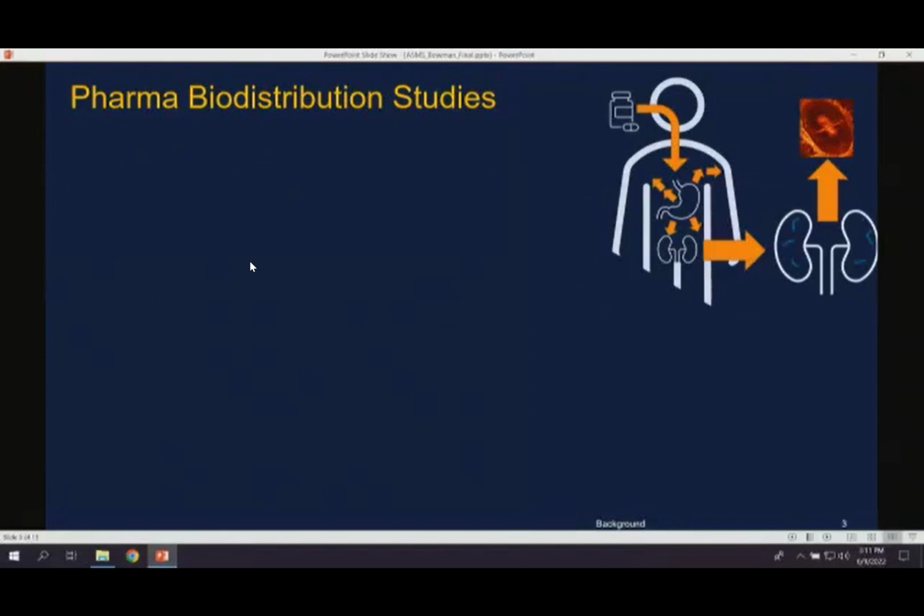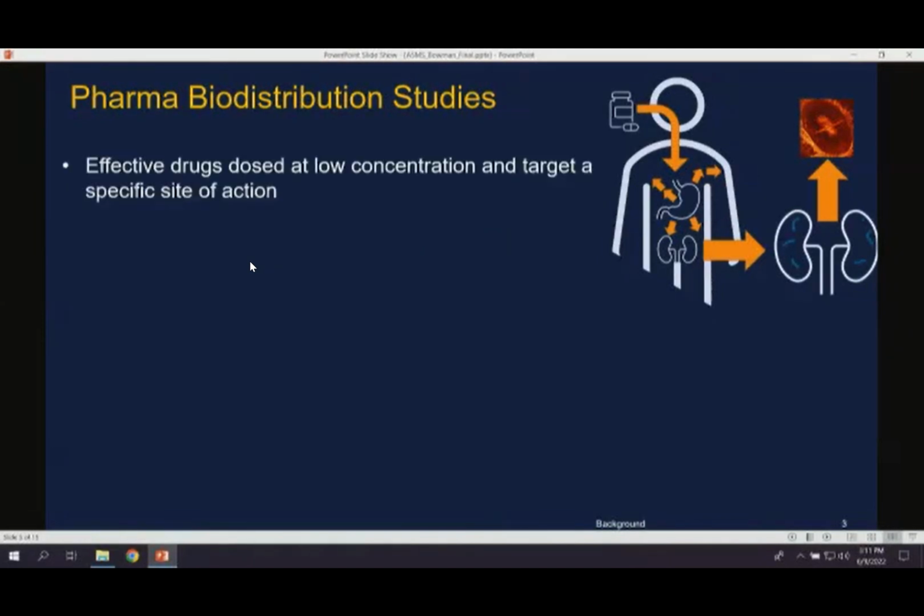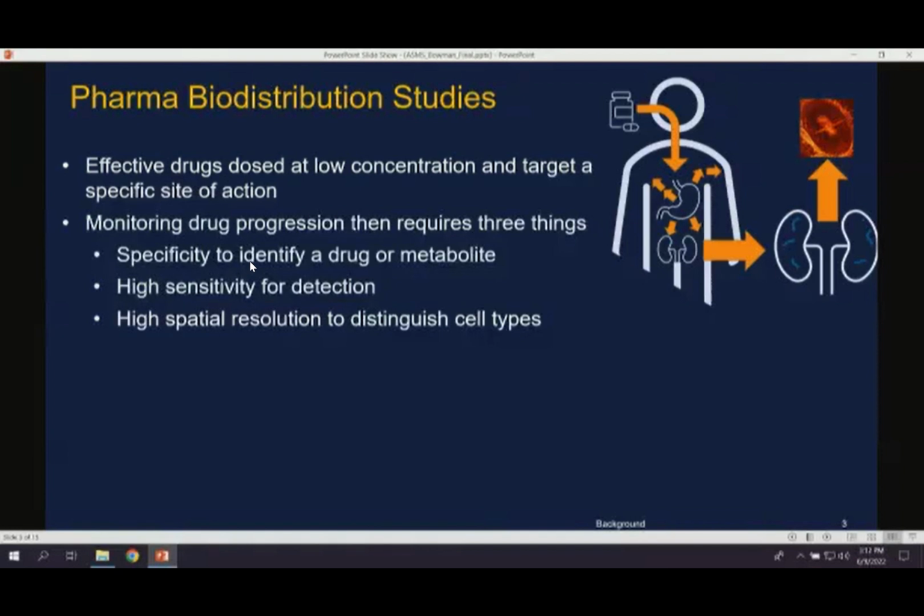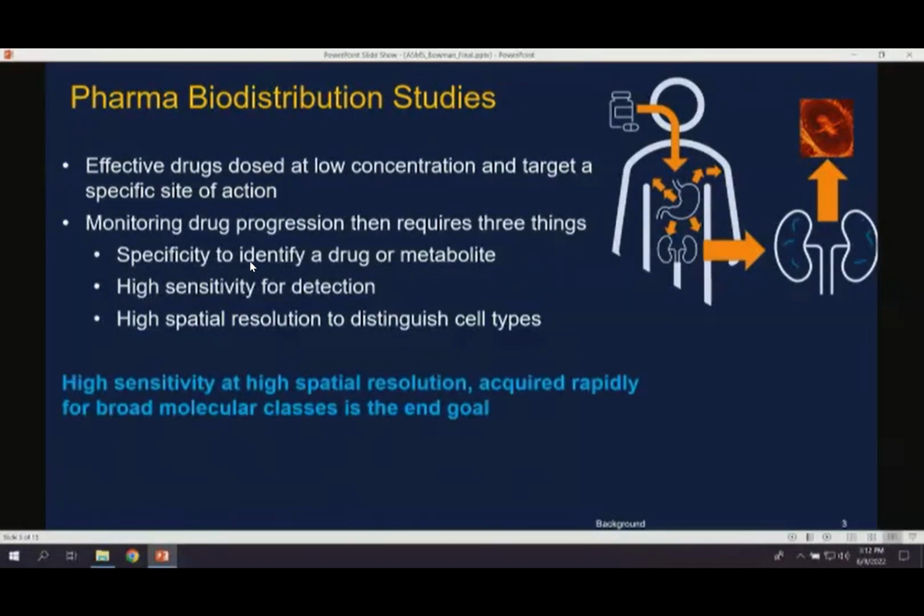So for pharma biodistribution studies, what we're looking for are effective drugs that are dosed at low concentration and target a very specific site of action. Monitoring drug progression requires three things. First, specificity to identify our drug and metabolite; high sensitivity for the detection of that metabolite or drug; and high spatial resolution to help us distinguish between different cell types. So high sensitivity at high spatial resolution, acquired rapidly for broad molecular classes, is the end goal for these kinds of studies.